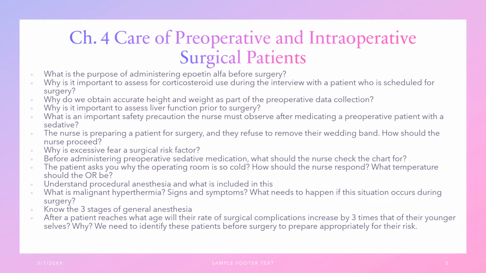After a patient reaches what age will their rate of surgical complications increase by 3 times that of their younger selves? Why? We need to identify these patients before surgery to prepare appropriately for their risk. We can find some more information on this on page 66 within the red box, Older Adult Care Points. Patients older than 75 years have a surgical complication rate that is 3 times higher than those of younger adults.